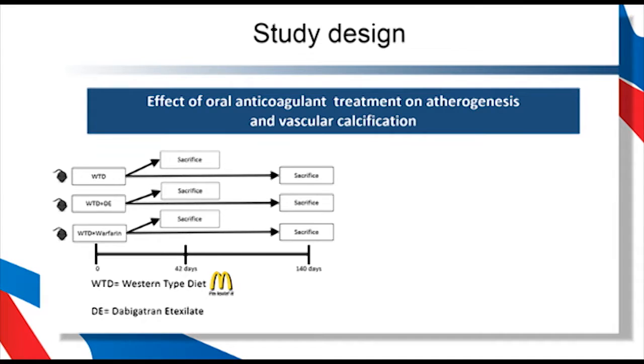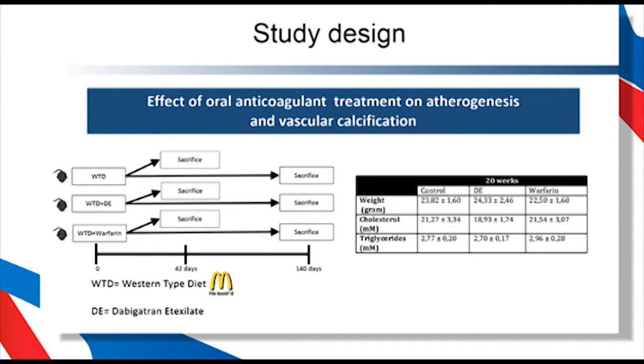And to study this, we used the ApoE knockout mouse model, which are prone to develop atherosclerosis. And we gave these a high-fat diet, Western-type diet, which we can see as a hamburger diet for us humans. And we supplemented this diet with either dabigatran etexilate or the vitamin K antagonist warfarin. And I first want to show you that the diet did not affect our results, since the weight of the animals, cholesterol levels, and triglyceride levels were similar between all groups.